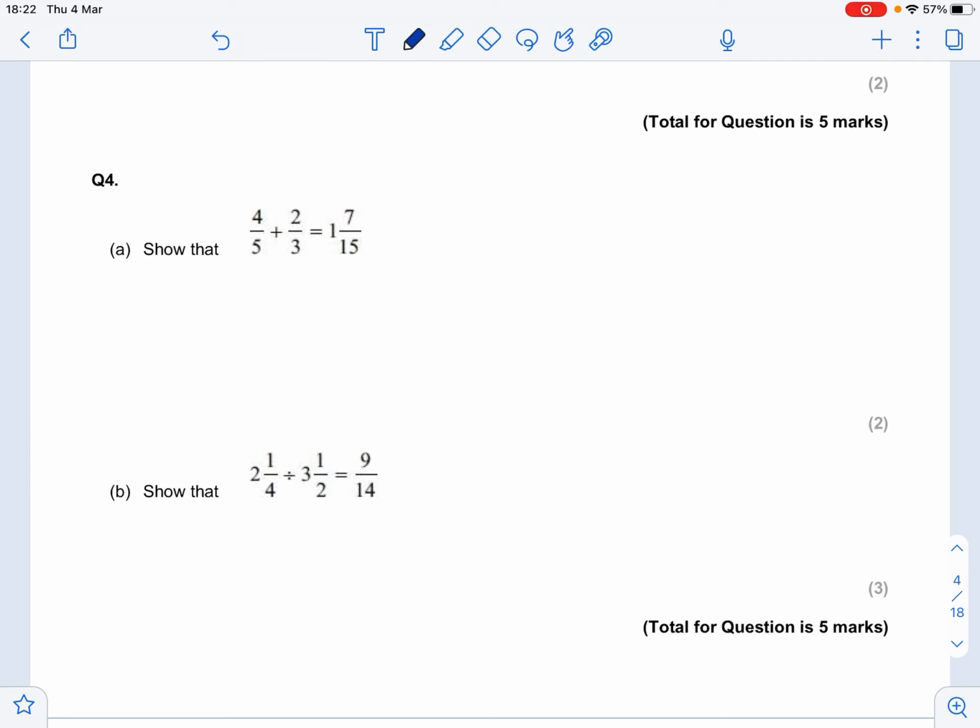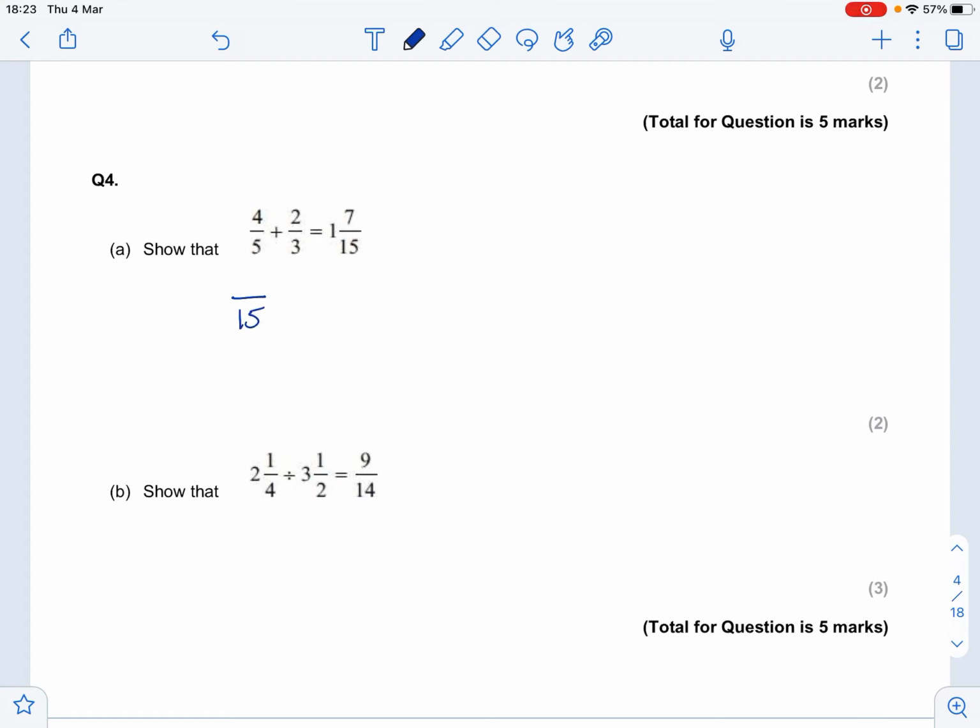Okay, show that equals that. So we can start by finding a common denominator. When we're adding fractions, we need to have a common denominator. So a common denominator would be 15.